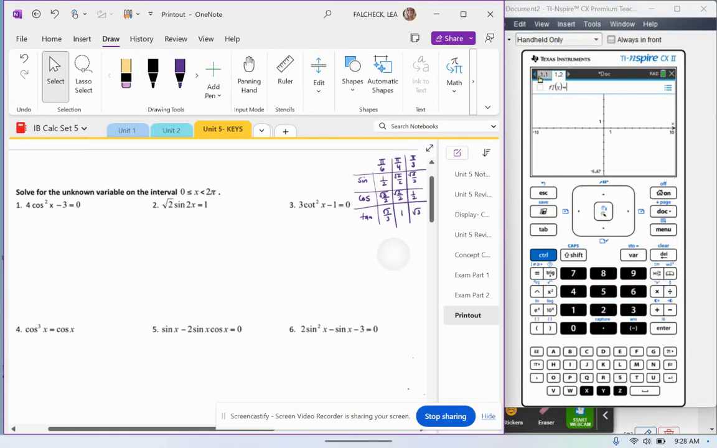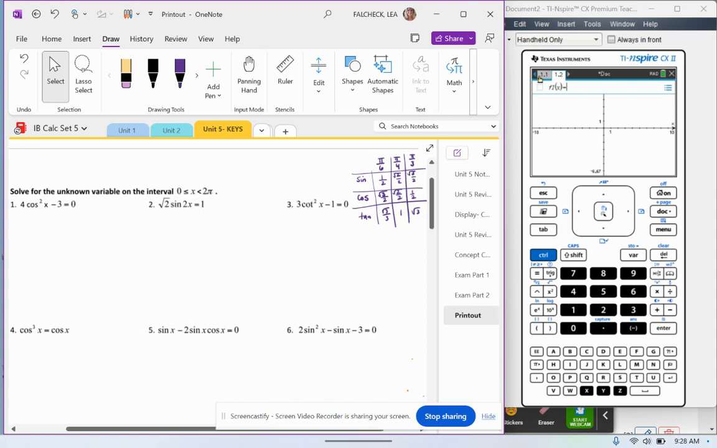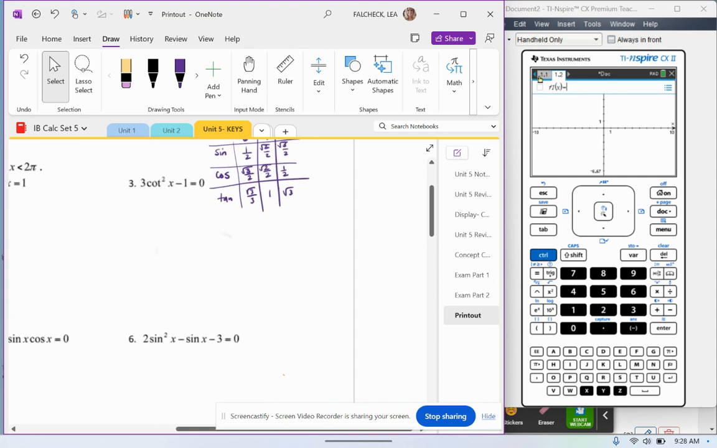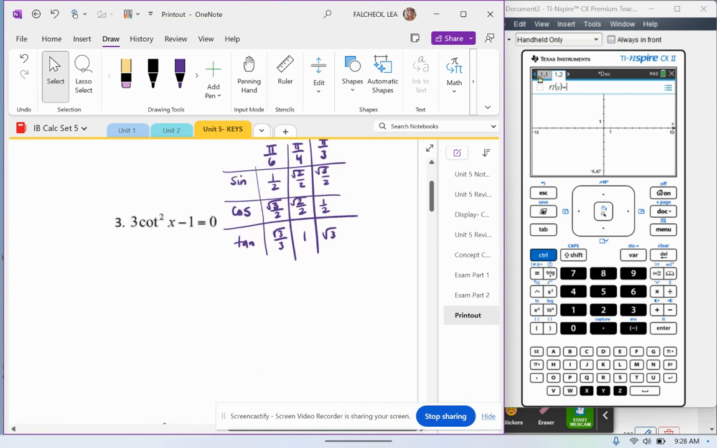We already did number 1 and number 2 in class, so now we're going to do number 3. It says solve for the unknown variable on the interval where x is between 0 and 2 pi. All right, so I got number 3. It says 3 times cotangent squared x minus 1 equals 0.